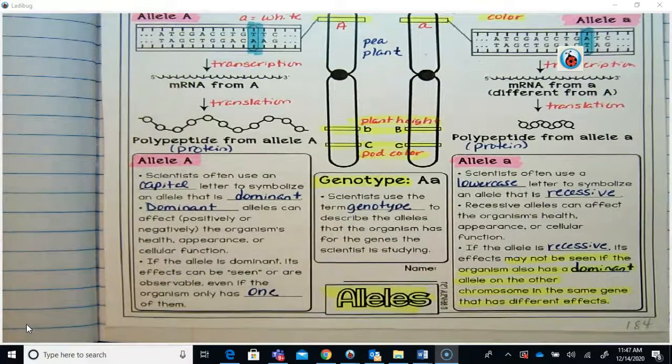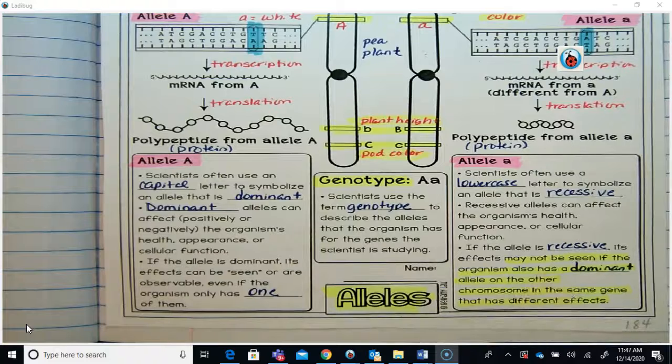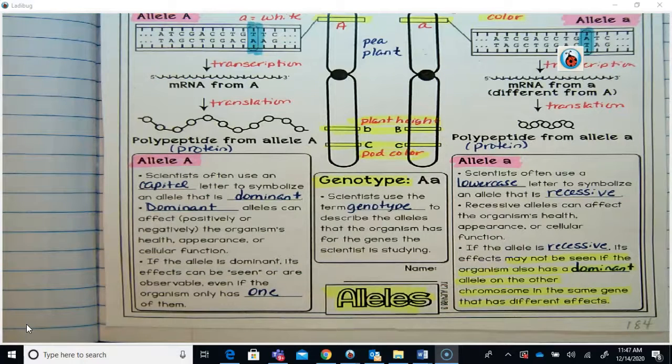Okay, over here in the box for the little a allele. Scientists often use a lowercase letter to symbolize an allele that is recessive. Recessive alleles can affect the organism's health, appearance, or cellular function. If the allele is recessive, its effect may not be seen if the organism also has a dominant allele on the other chromosome in the same gene that has different effects.